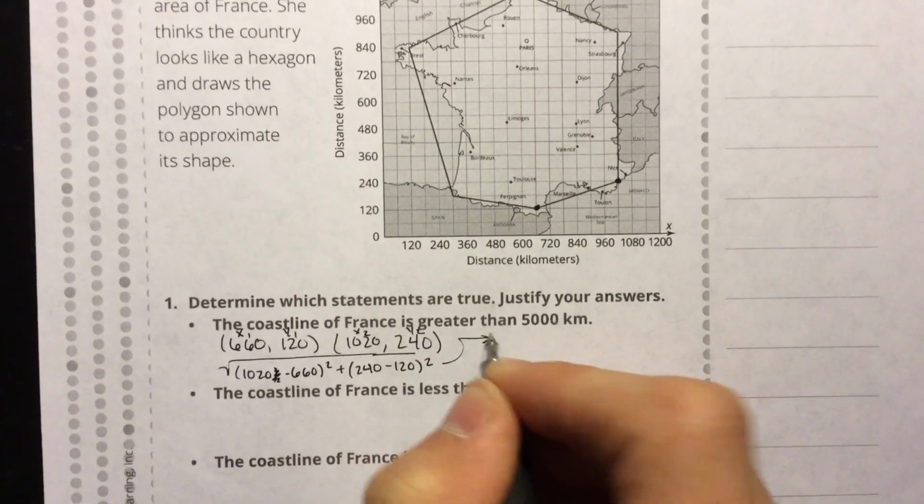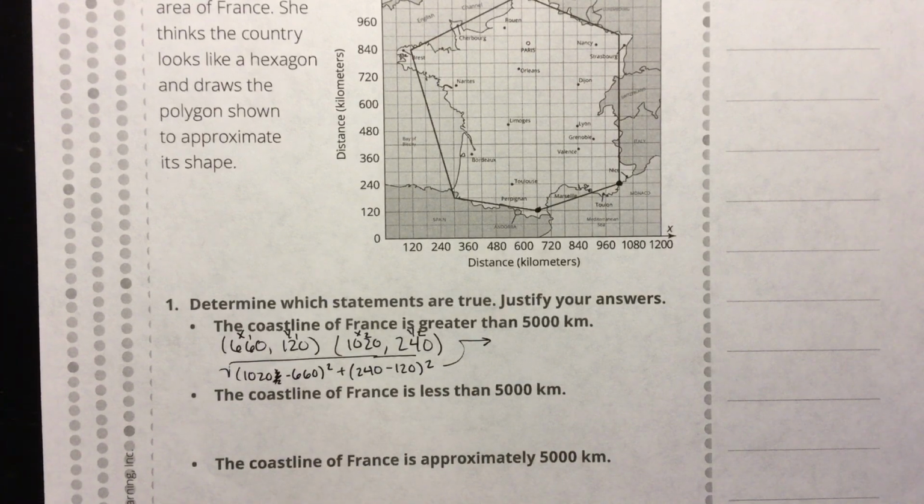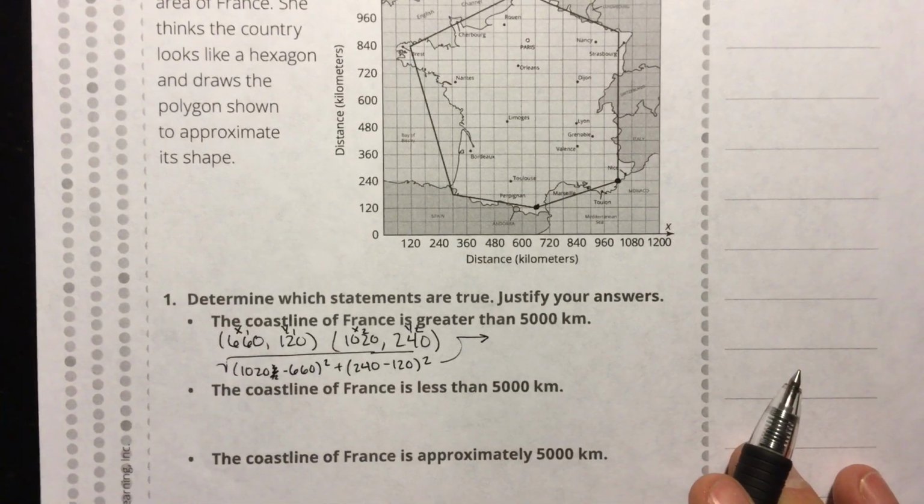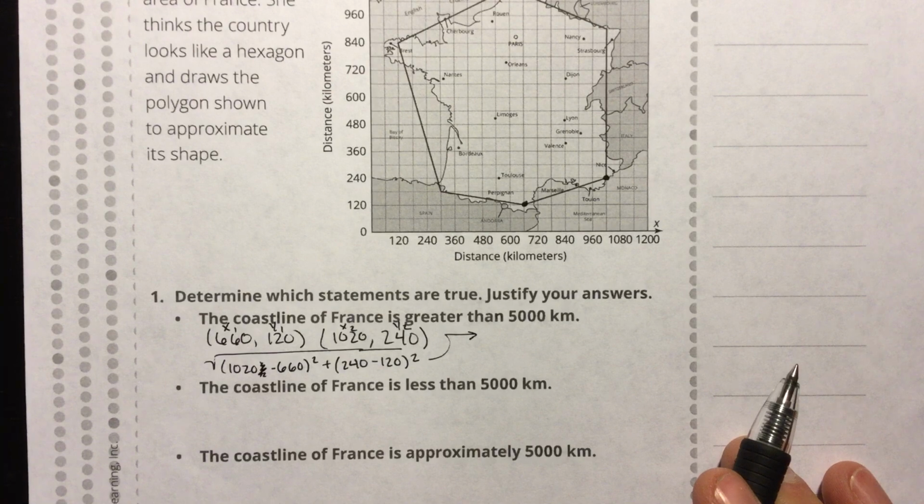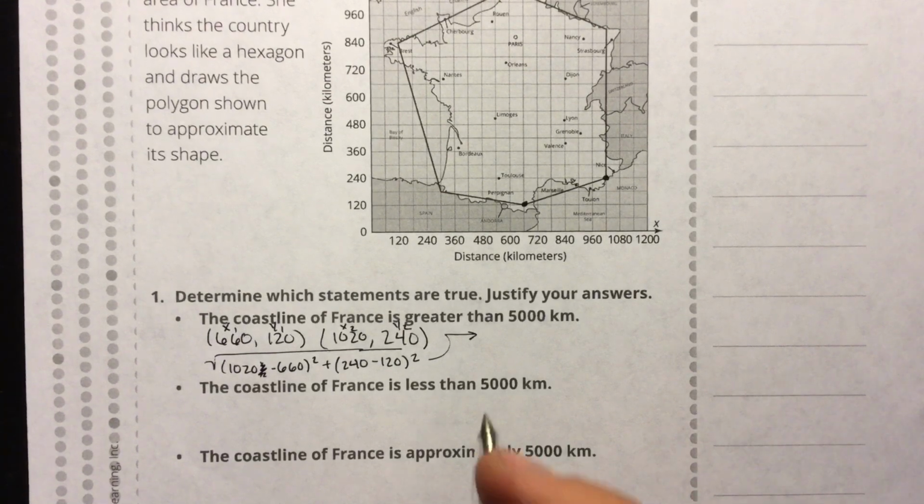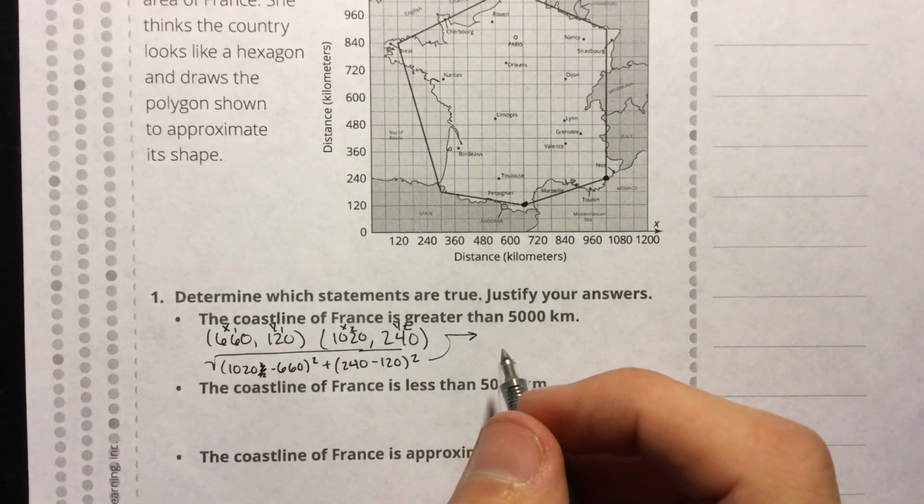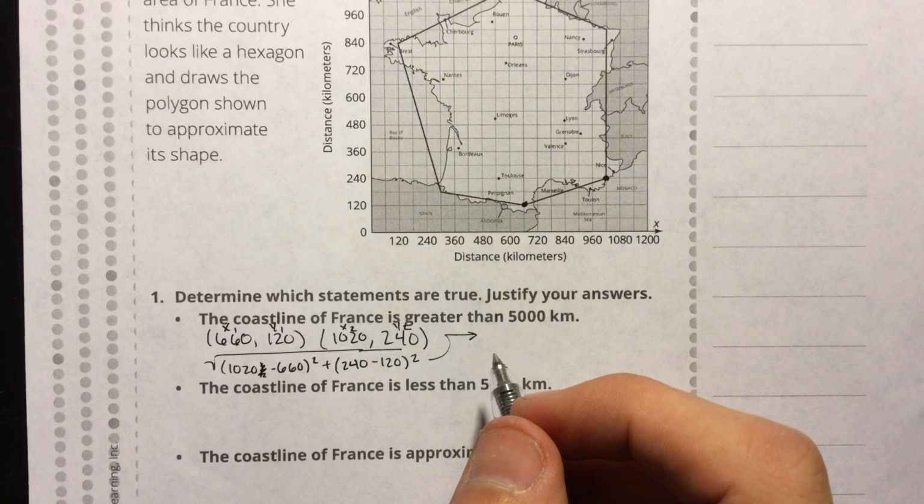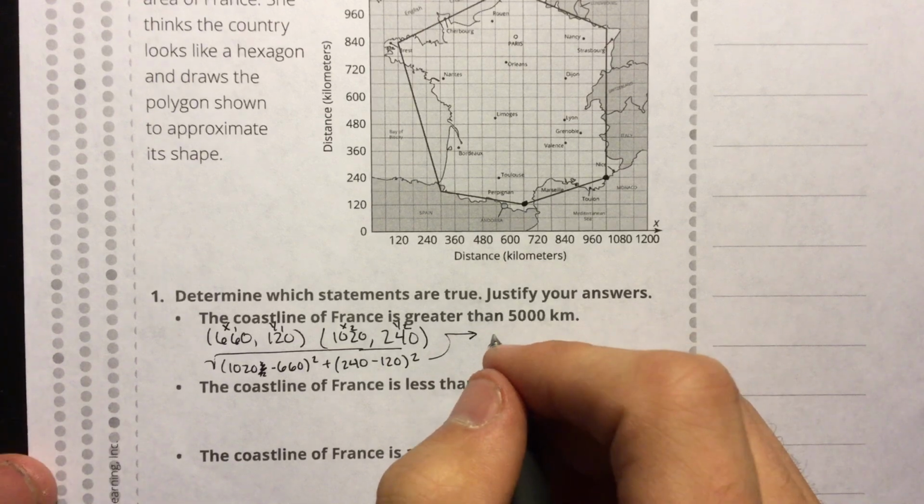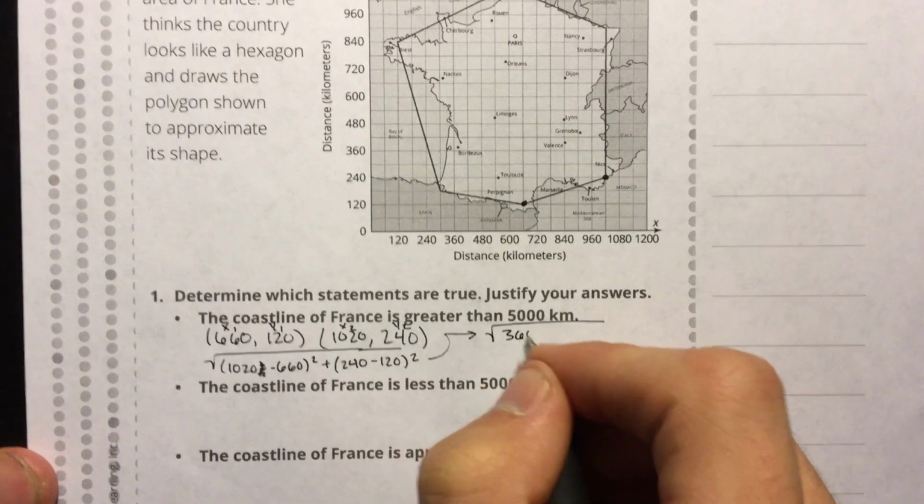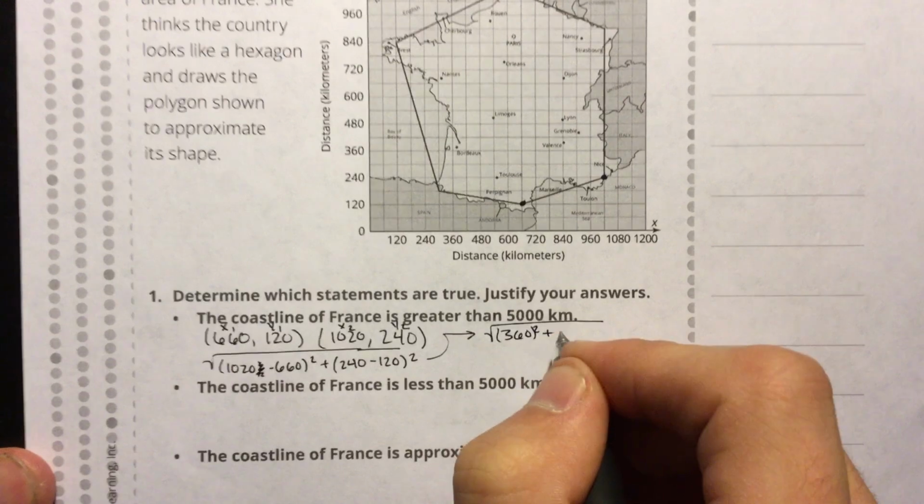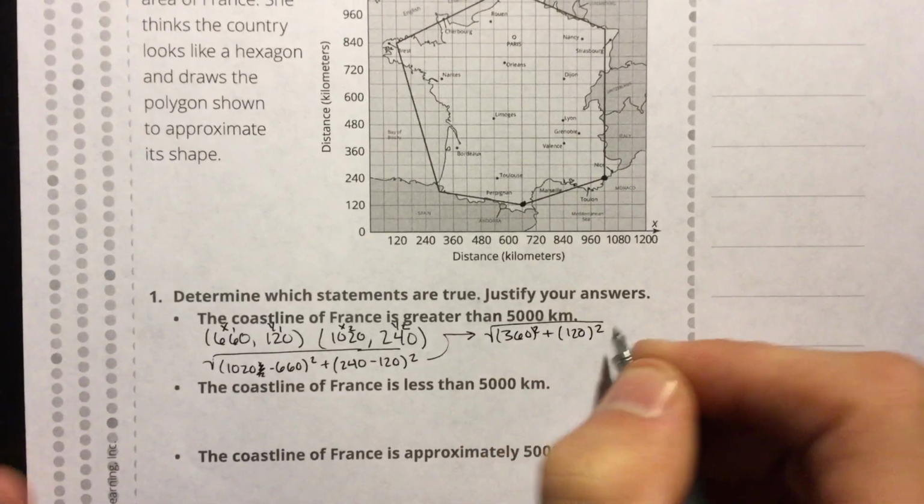So then coming up here, I did that just because I knew I was not going to have a ton of room. Some of these problems I don't give you a ton of room. If you need a scratch piece of paper, you can go ahead and do that. I'm just going to cram it into here for now. So 1,020 minus 660 over here on my handy dandy calculator, okay, is 360. So I'm going to have the square root of 360 squared plus 120 squared.